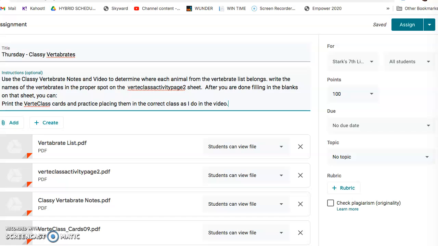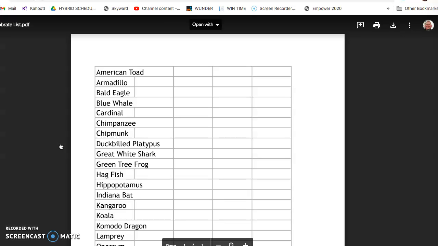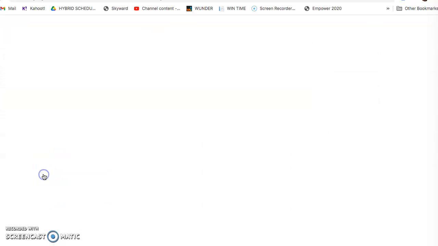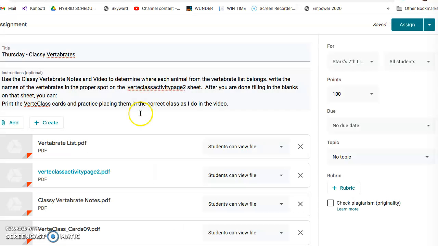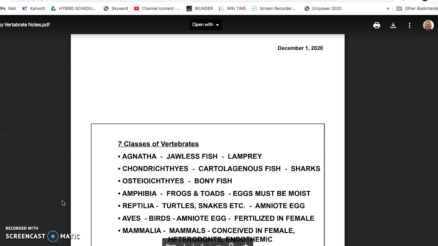The things that I want you to work with are on Google Classroom. This is the vertebrate list. This is the one that has the list of all the animals. And then this is the sheet that you write them all on, right here. And then I've put the notes that I was talking about earlier in the video right here.